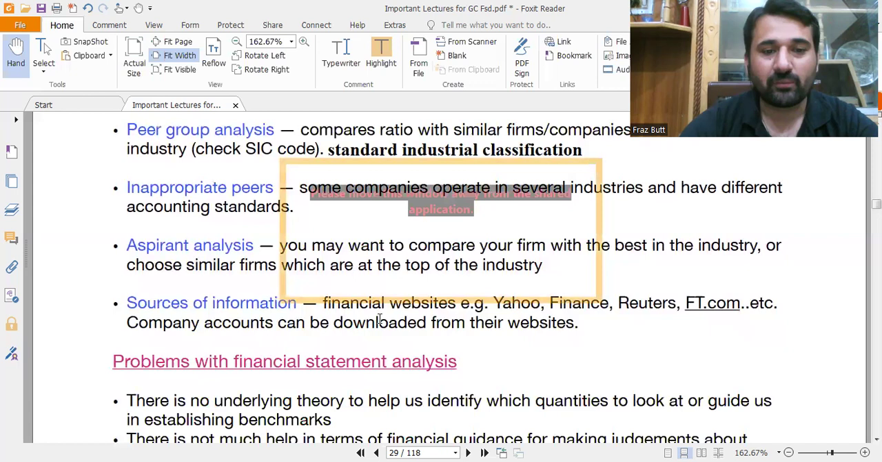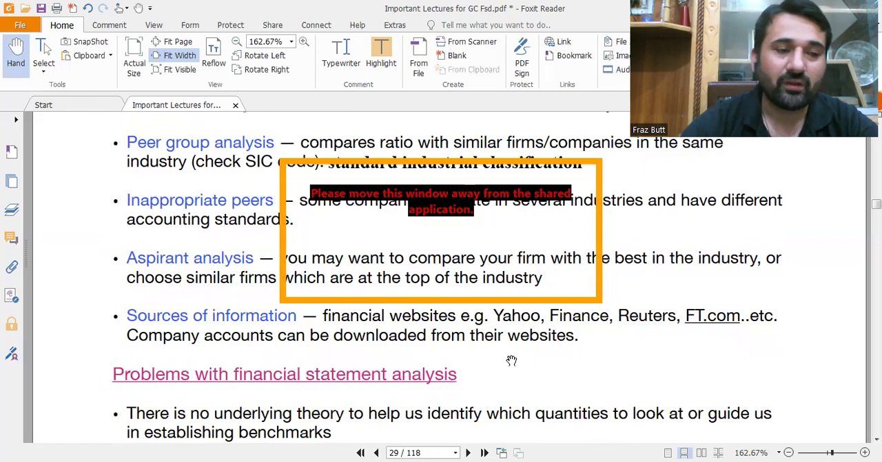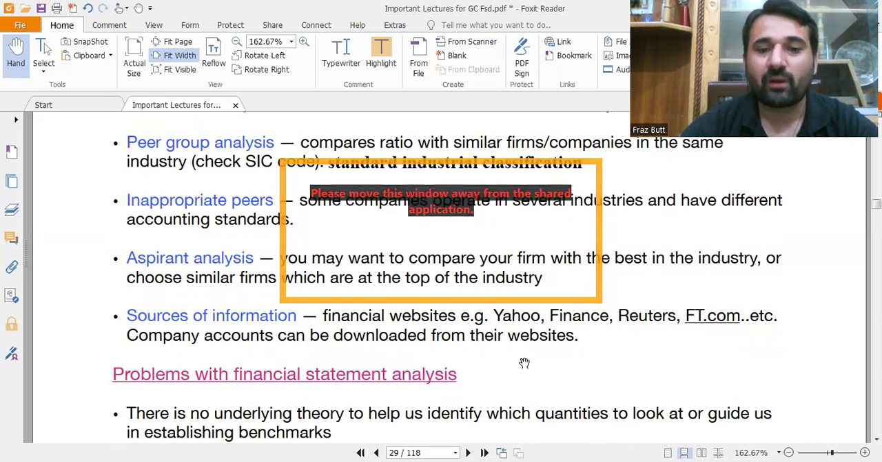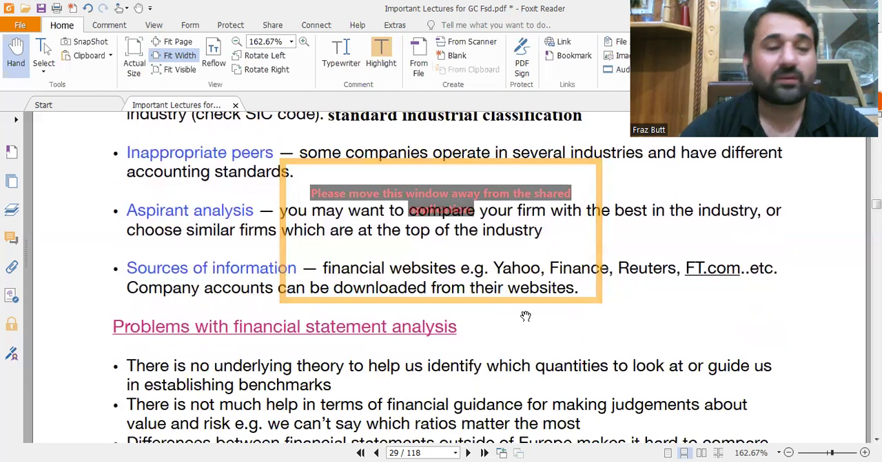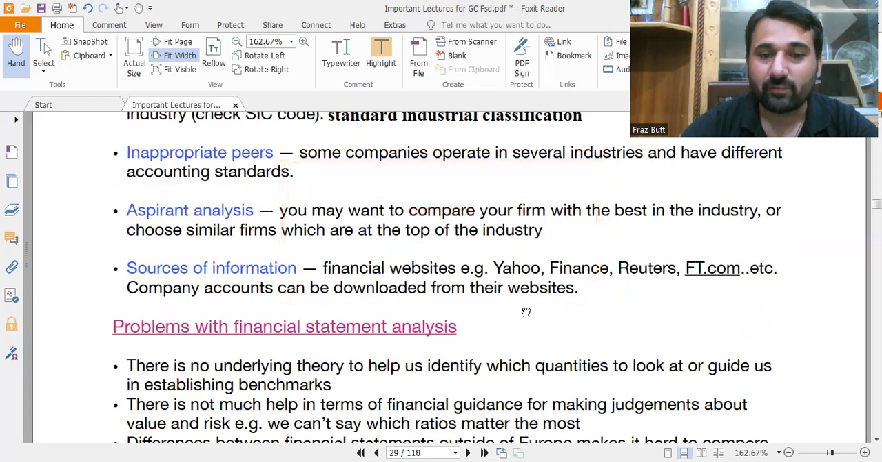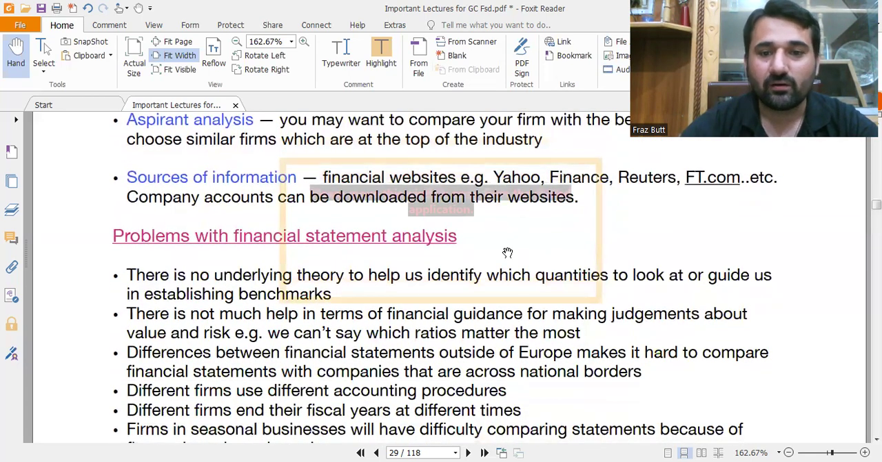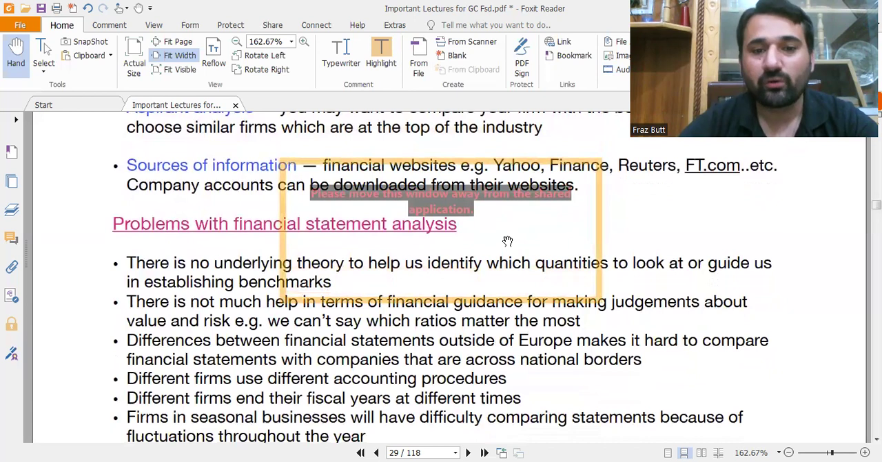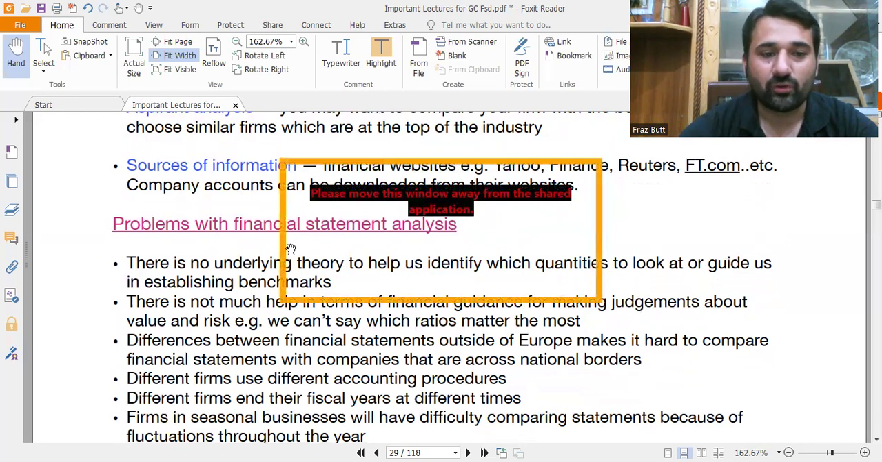Then sources of information. Financial websites, for example, Yahoo Finance, Reuters, FT.com. These are all the sources of financial information from where you can get the financial statements of the various companies. So companies' accounts can be downloaded from their websites. Most of the companies, especially the well-known companies, upload their company accounts on these websites, so you can get their accounts from them, and then you can compare it with your company.